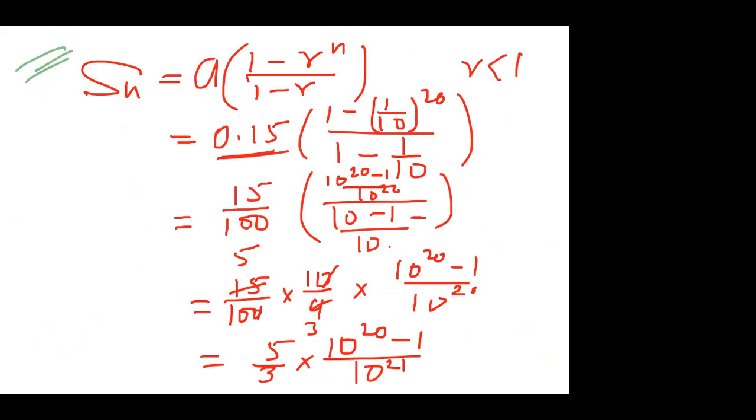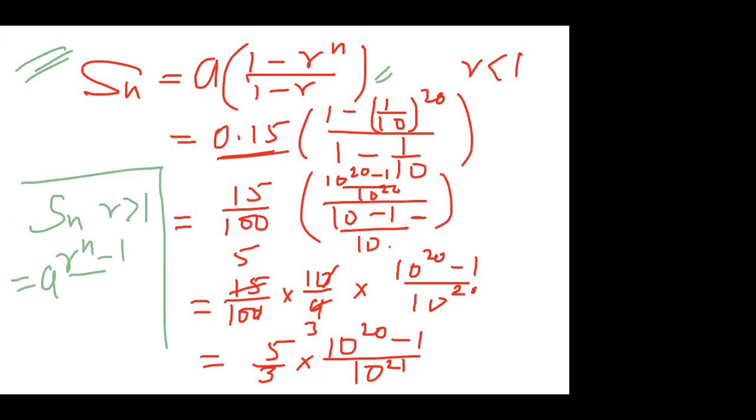The key point is whenever r is less than 1, we need to apply this sum formula. If in case r is greater than 1, Sn will be equal to a into r to the power n minus 1 upon r minus 1. Don't make this mistake. And if r is a variable, then you need not worry about which formula to apply. You can apply this formula directly. There is no problem.